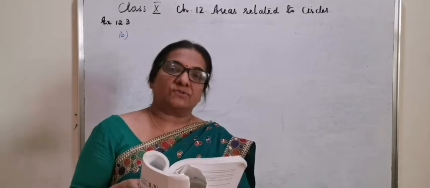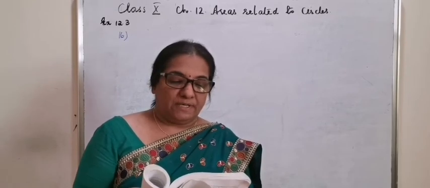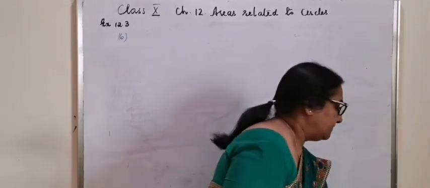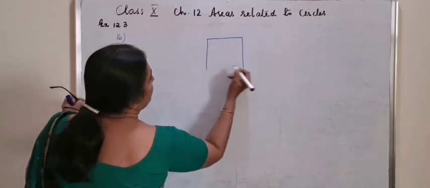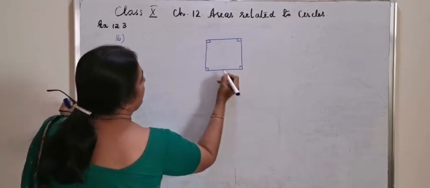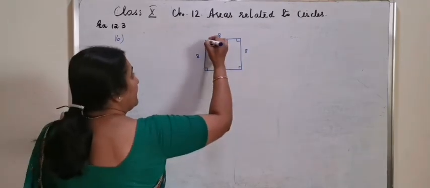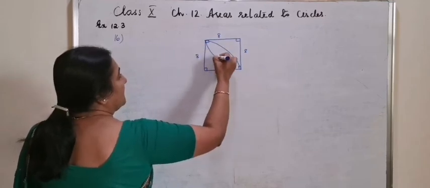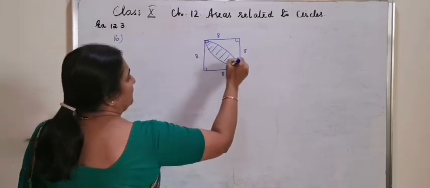Question number 16, the last question in the exercise. Calculate the area of the designed region common between the two quadrants of circle of radius 8 centimeter. So given a square, each angle is 90 degree and the side measures 8 centimeter, and now the design is in such a way that this area has to be found out.